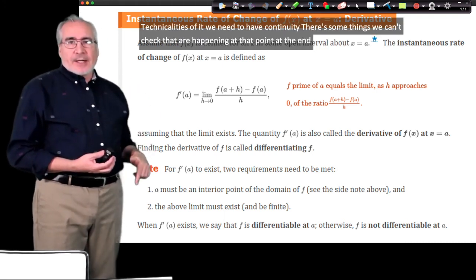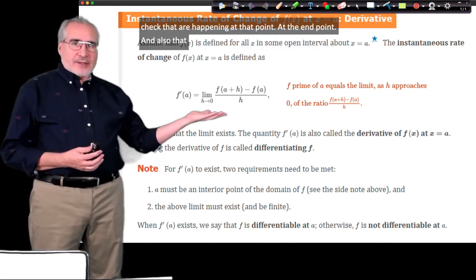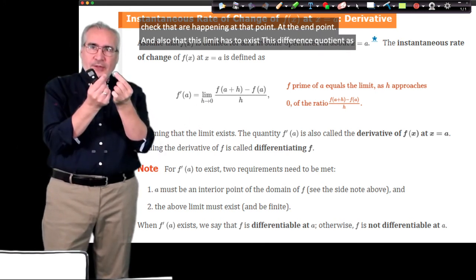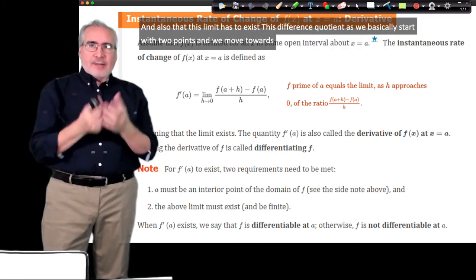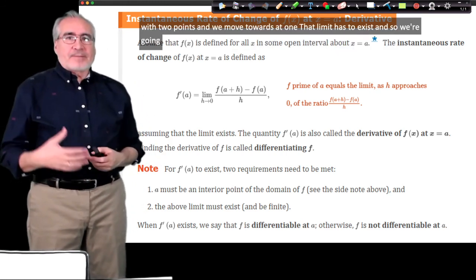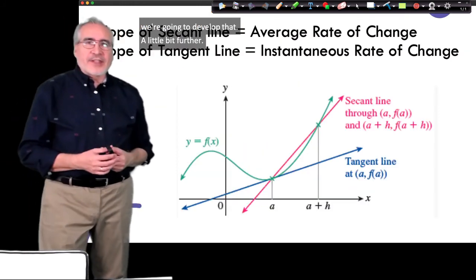Okay, and also that this limit has to exist. This difference quotient, as we basically start with 2 points and we move towards that one, that limit has to exist. And so we're going to develop that a little bit further, okay, by some examples.